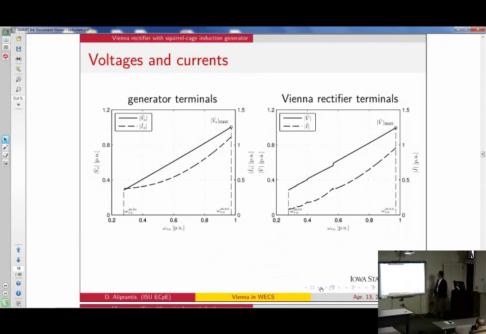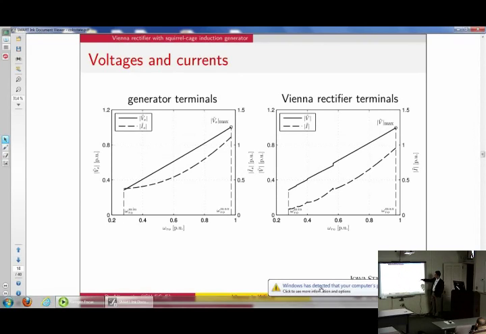And let's see. These are plots of the voltages and currents at the machine terminals and the generator terminals. The interesting thing here is, if you look at the Vienna rectifier versus what happens at the generator, the current that flows in the Vienna rectifier, which is this dashed line, compared to the current flowing in the machine, is lower. That means the conduction loss of this topology, because it has lower current than what you would need if you connected directly to the terminals, will be lower, which is also another good thing.